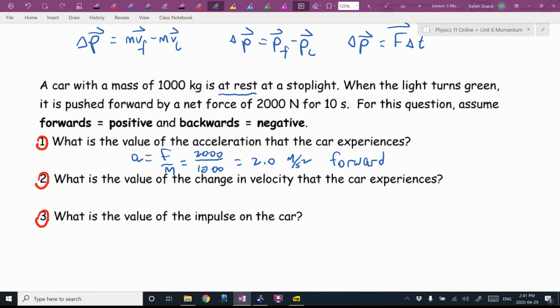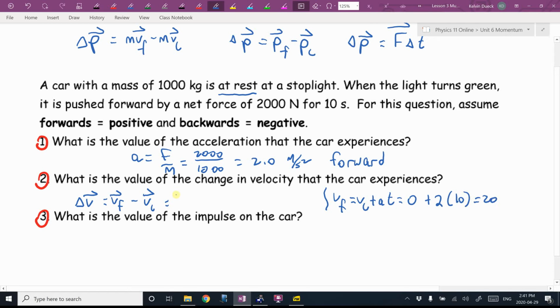What's the value of the change in velocity? Well, change in anything is final minus initial. So the final velocity is, I don't know, I'm going to have to figure it out. Okay, so v final equals v initial plus a t. It does say at rest. I just figured out a in part a, and t is 10 seconds. Hey, v final is 20, so it's going to be 20 minus 0. The change in velocity is, not meters per second squared, just 20 meters per second.